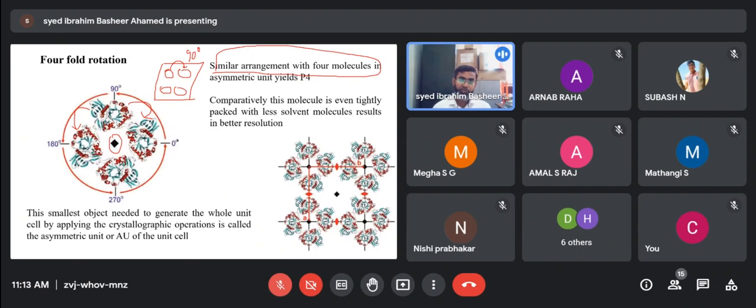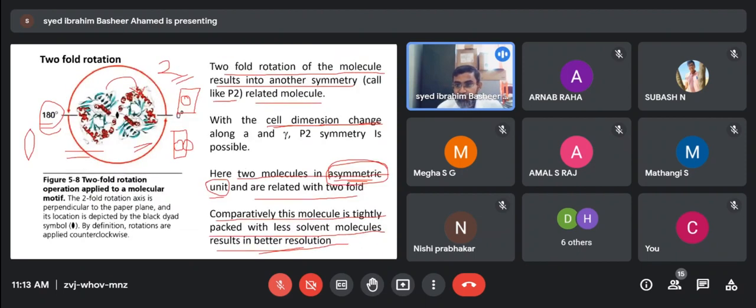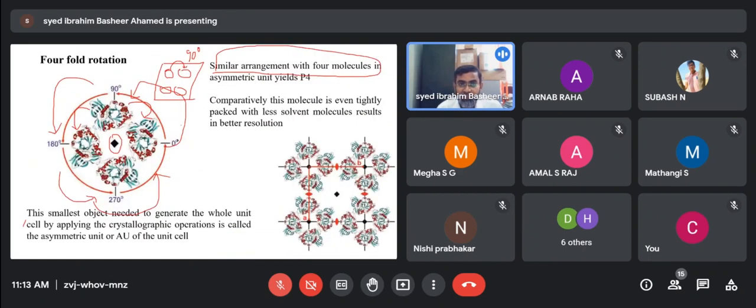So here I have one molecule, rotate 90 degrees, I will get this molecule. Rotate another 90 degrees, I will get this molecule. Rotate another 90 degrees, I will get this. Rotate another 90, I will get this one. Now I want to accommodate four molecules, so again the cell dimension will be changing. The cell dimension will be changing in all directions to accommodate all four molecules here.